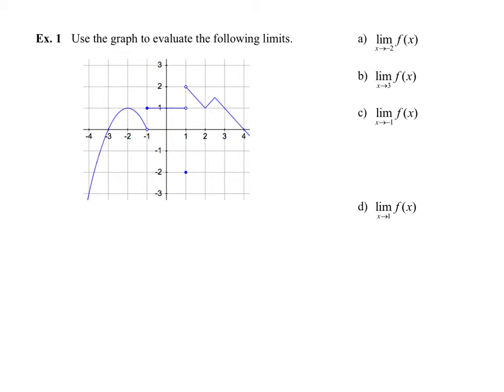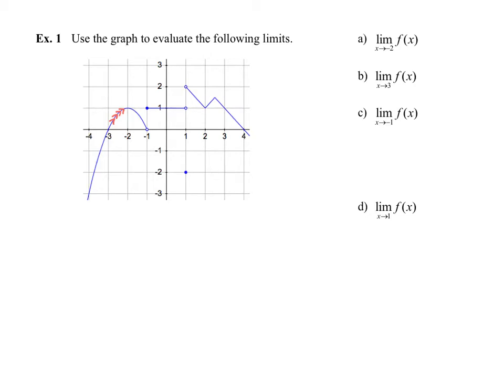Let's start with x values that are a little bit smaller than -2. And again, I'm going to pretend like I'm a little bug and I'm traveling on this path of my function here, and I'm getting closer to x equals -2, and I'm looking at what my y values are doing. So here it looks like my y values are getting closer to 1.